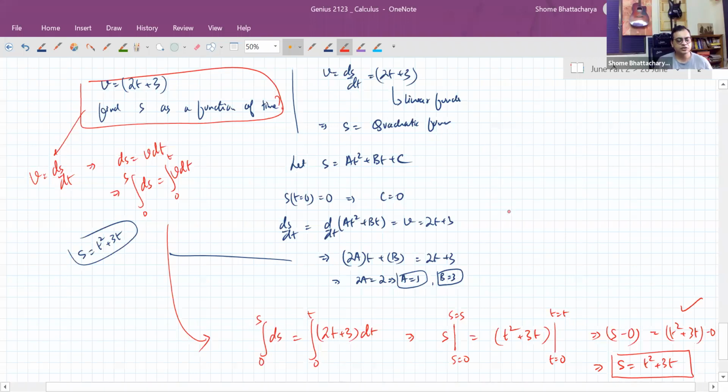So we will come back to this also. This is like the kinematics type of applications of calculus.